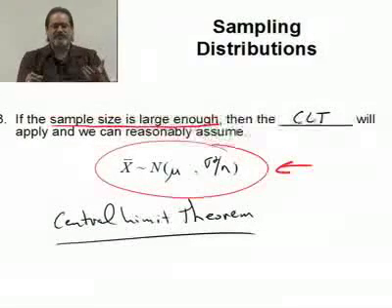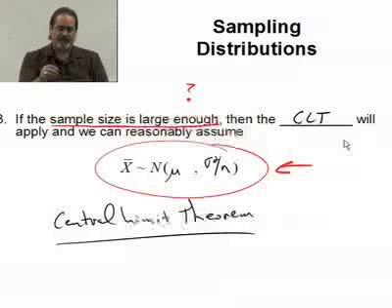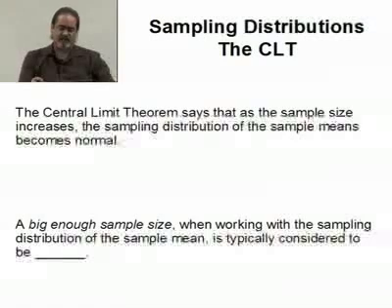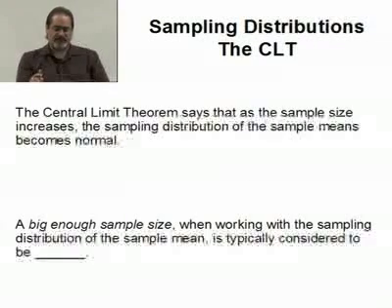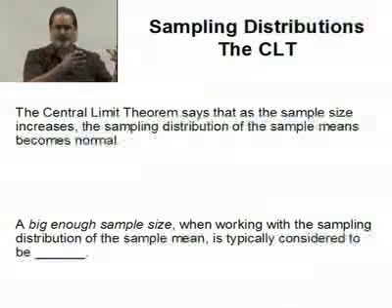If we don't have any information about the population, but the sample size is large enough, and of course you're thinking, what is large enough? And we'll talk about that in a second. But if the sample size is large enough, then the central limit theorem will apply, and we can still have these parameters that we need to calculate probabilities regarding averages. Okay, the central limit theorem says that as the sample size increases, the sampling distribution of the sample means becomes normal. So as little n gets larger, the distribution of the sample means becomes normal.